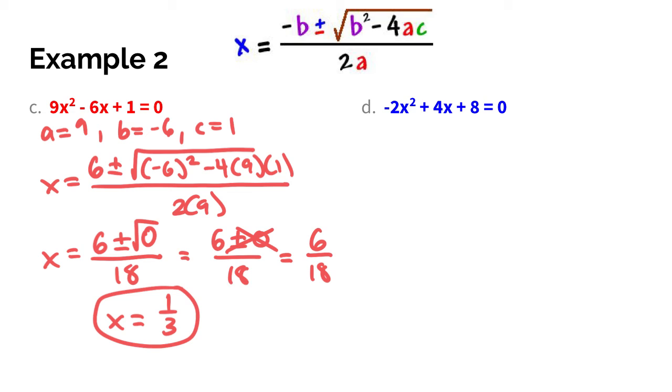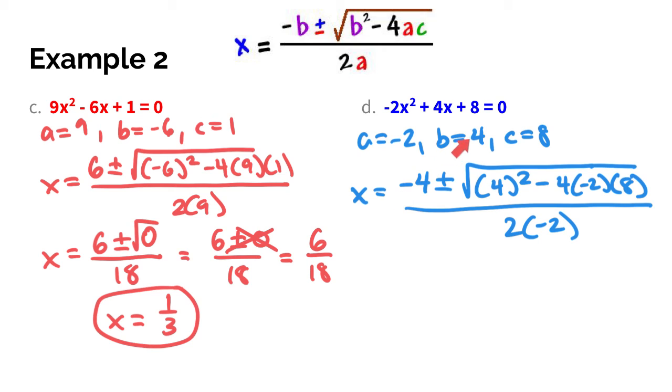All right, next example. Here we go. Here, A would equal negative 2, B would equal 4, C would equal 8. Now I'm going to plug these into the quadratic formula. I'll get negative 4, which is the opposite of B, so negative 4 plus or minus, here's your discriminant, and all that divided by 2 times A, which is negative 2.